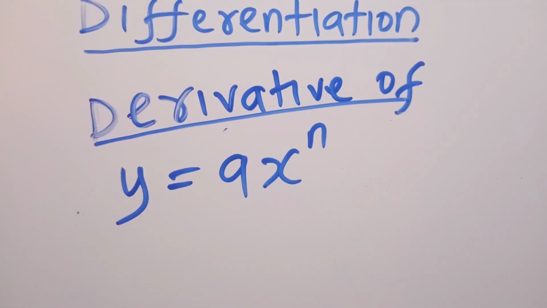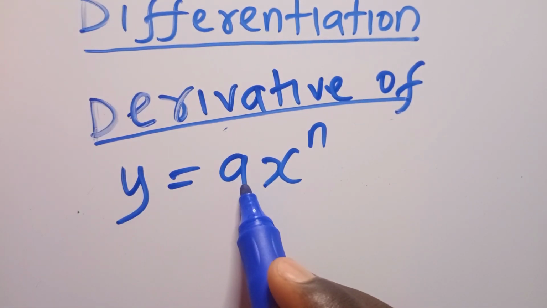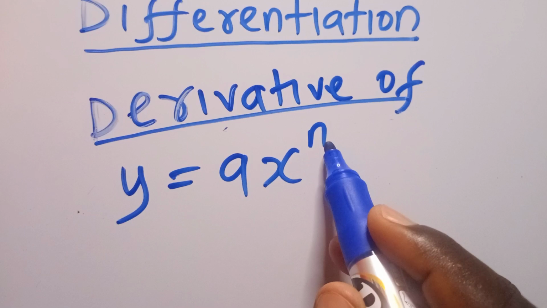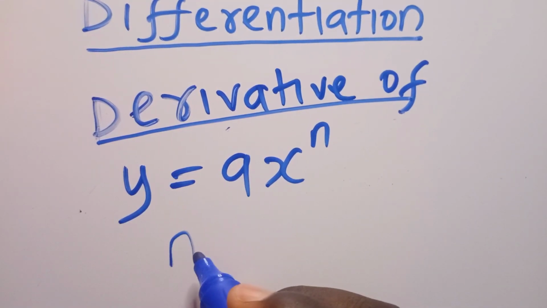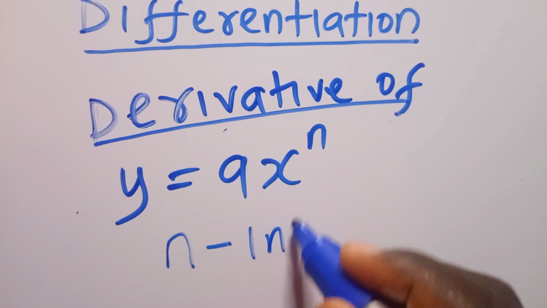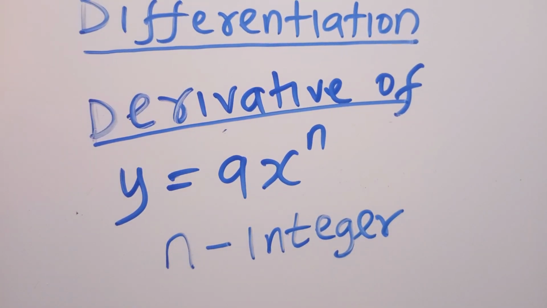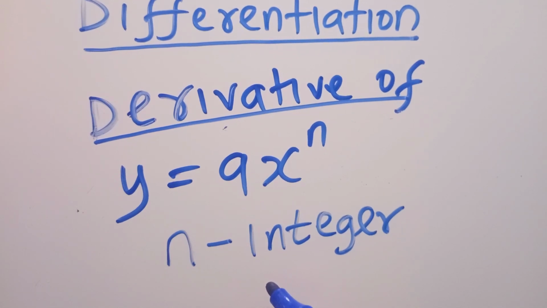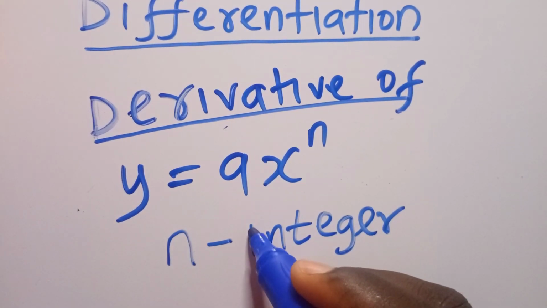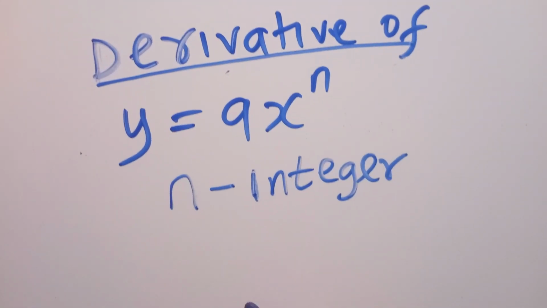Now, let us have a look at the derivative of a function like this, that is y equals ax raised to n, where n is an integer. Remember, an integer is a positive number, a negative number, or 0. So n can be negative, it can be positive, or 0.